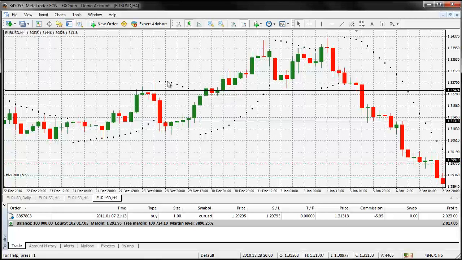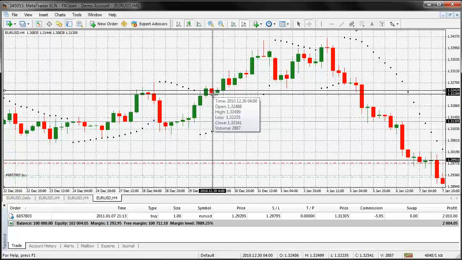So when the dots are above, we're looking for buy trades, and when the dots are below, we're looking for sell trade opportunities, but we're looking for breakouts. In this particular instance, it takes quite a while for it to break, but it does break, and it's quite far away from the bottom as well.